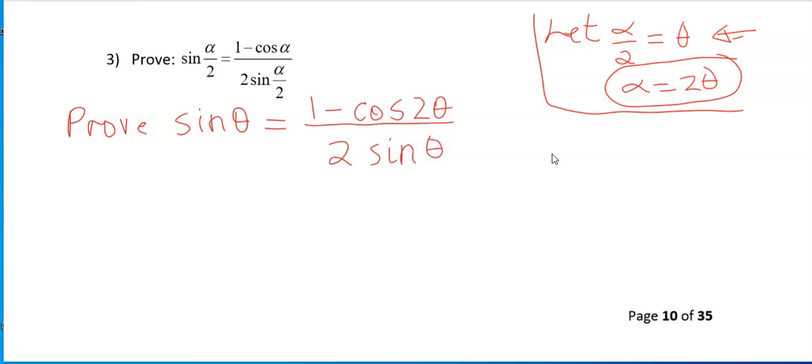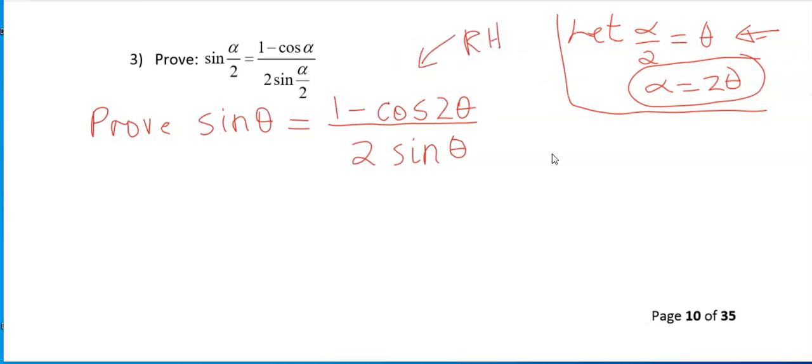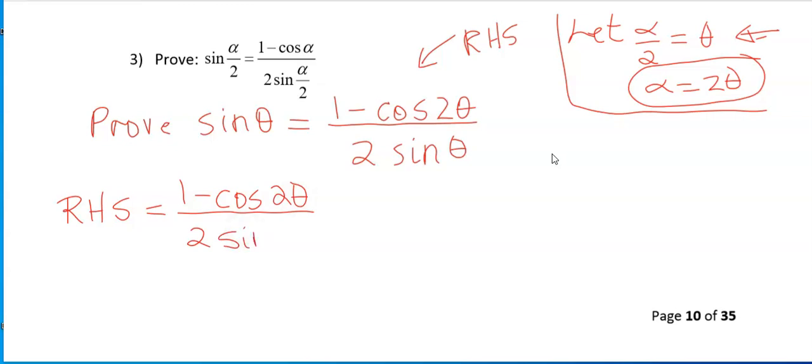Now look at that. It still looks like it might be a little bit tricky, but believe me, this is far, far easier than the proof involving the double angle. So let's take the most complicated looking side, and that's obviously the right side. That's what we'll start with. You watch what happens here now. You're going to be so glad that you did this. The right-hand side is equal to 1 minus cosine 2 times theta divided by 2 sine theta.